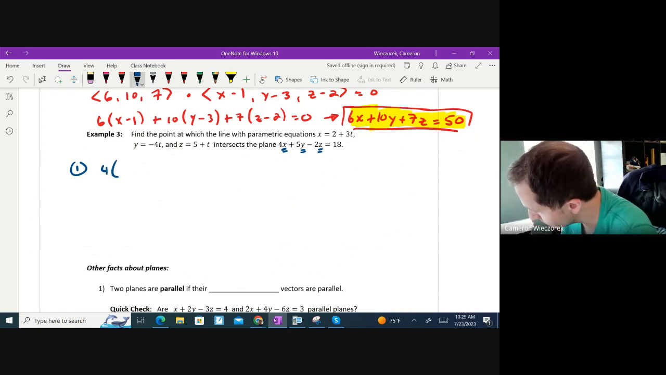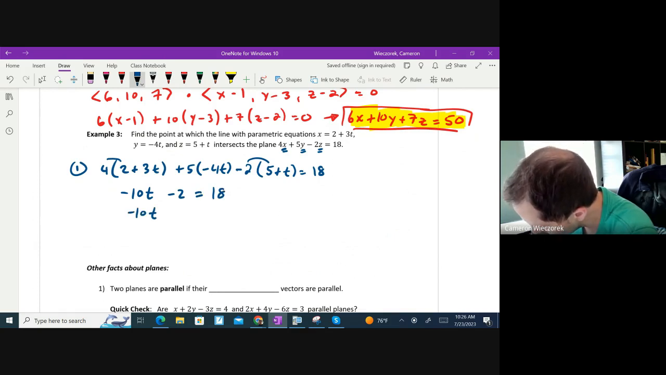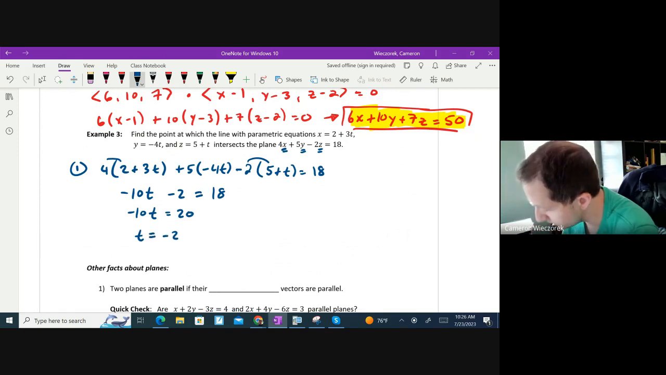So step 1, we're going to substitute in x, y, and z. So 4 times x is given by 2 plus 3t, plus 5y, y is given by negative 4t, and minus 2z, z is given by 5 plus t. This needs to equal 18. Cleaning this up, let's see what we get. We get 12t minus 20t would be negative 8t. Negative 8t minus 2t would be negative 10t. 4 times 2 is 8. Minus 10 would be negative 2. This needs to equal 18. Negative 10t equals 20. So we know t equals negative 2.